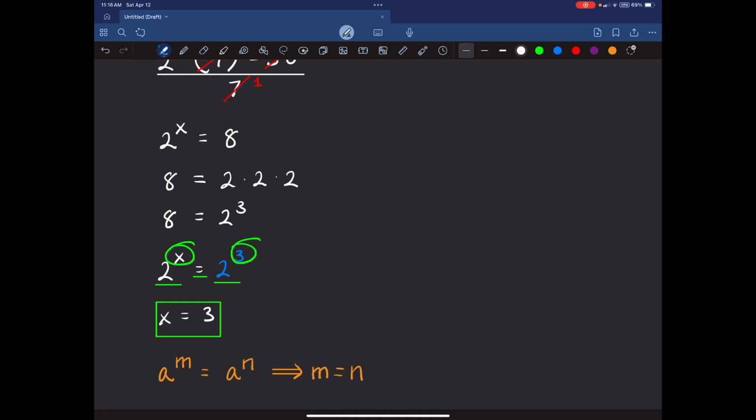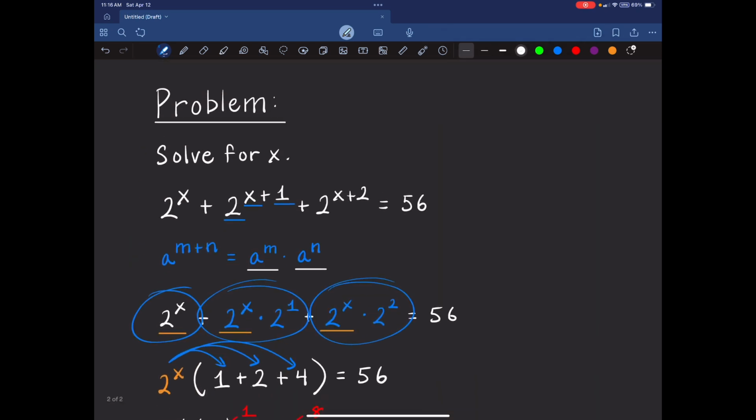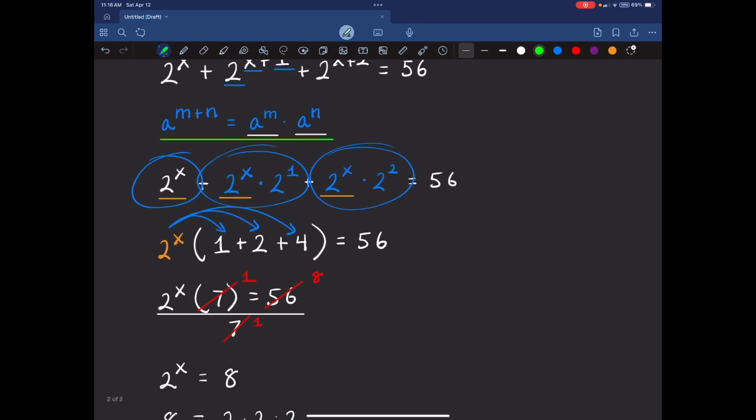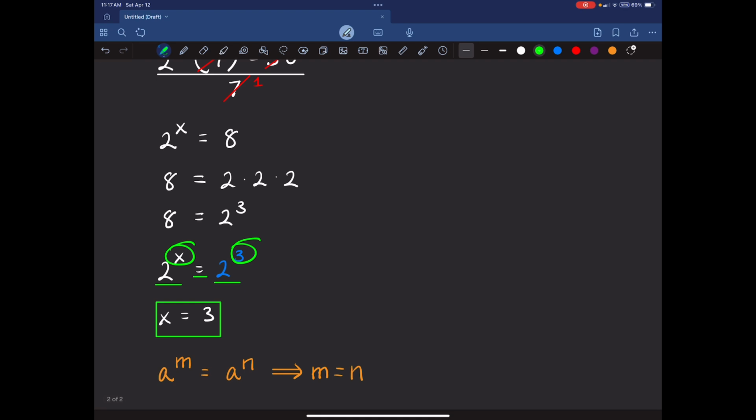So I hope you guys enjoyed that, and I hope you guys learned something from this video. The key takeaway here is knowing the exponent rule, that a to the power of m plus n equals a to the power of m times a to the power of n, and we can expand that out, factor out the 2 to the power of x, divide by 7, and rewrite 8 as 2 to the power of 3. And then we can match the exponents and get our solution of x equals 3.